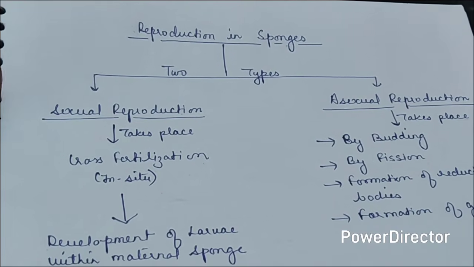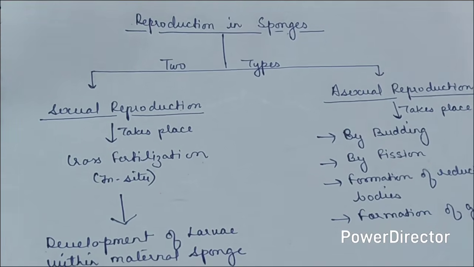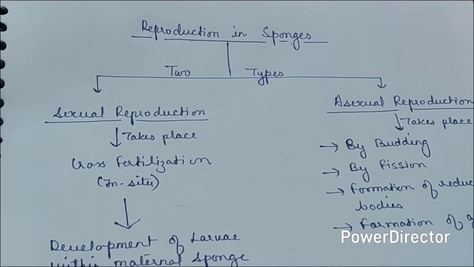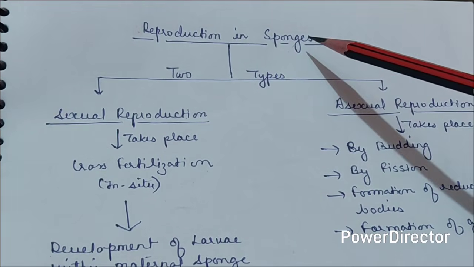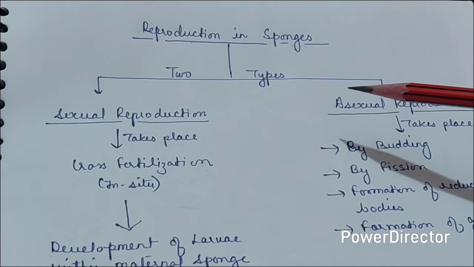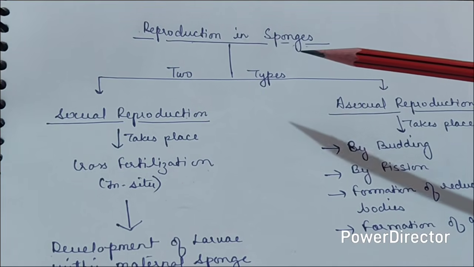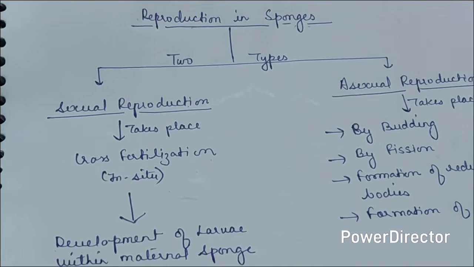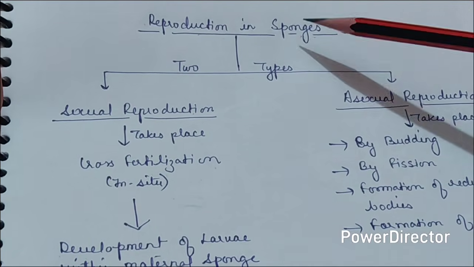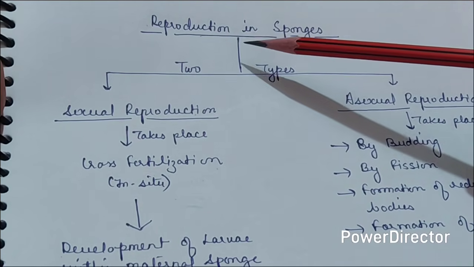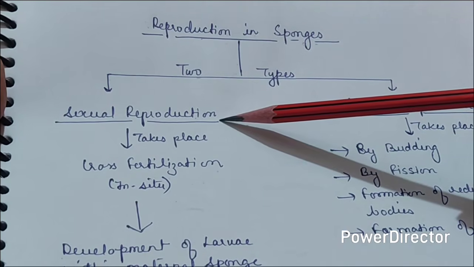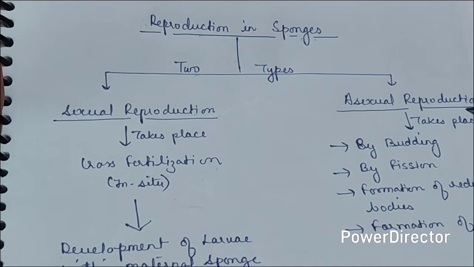This is Dr. Swarnima Mishra and today we are going to study about the reproduction in sponges. This video is the overview about the reproduction in sponges, and our upcoming videos will cover the reproduction of sponges in detail. Now let's have some overview about the reproduction in sponges. So this reproduction takes place by two types, that is the sexual reproduction and the asexual reproduction.